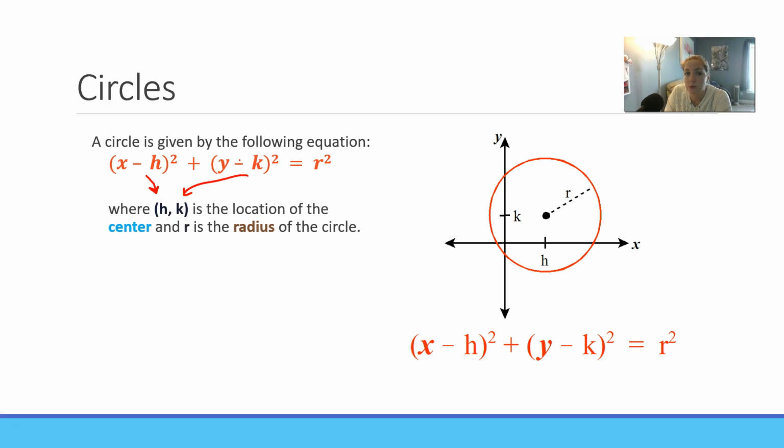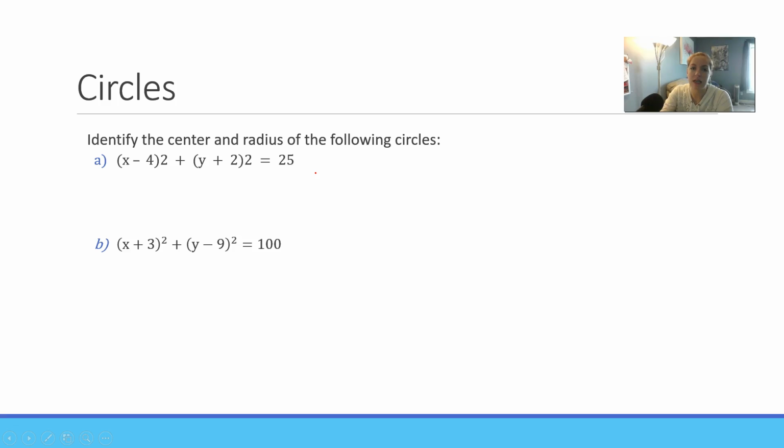Or vice versa. If this was +8, you would flip it to a -8. Just kind of a rule of thumb. And then your radius is being squared here. So if you're given a whole number to find your radius, you're going to have to take the square root of that. So let's just quickly come up with a few.